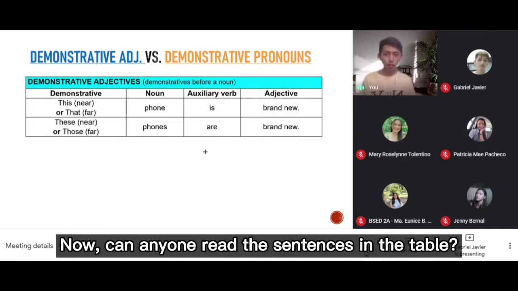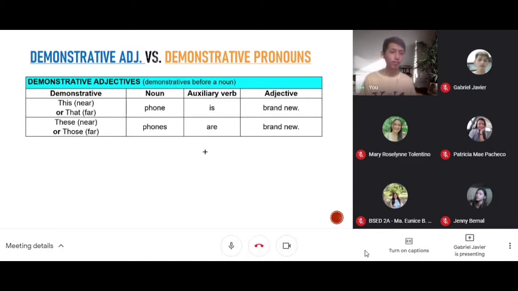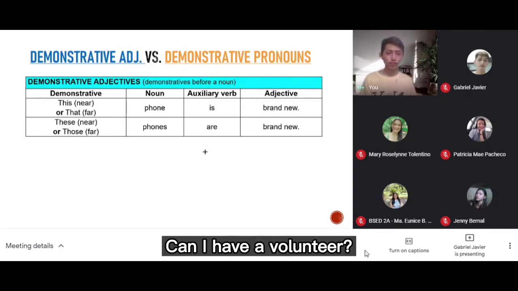Now, can anyone read the sentences in the table? Can I have a volunteer?